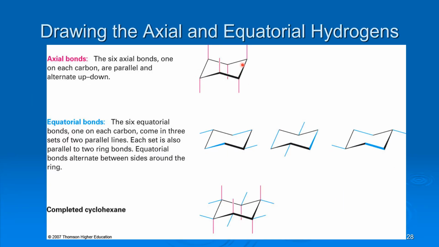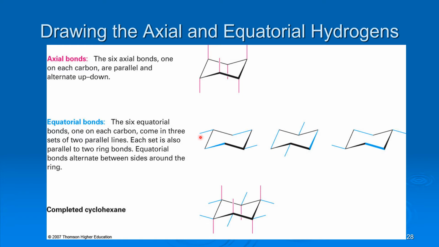Once you draw your chair conformation, then again, I would always draw in your axial bonds first. So whenever a point points up, the axial goes up, and whenever it points down, the axial goes down. And then the equatorial, as you can see, so here on this point, it's these 2 carbons coming together.